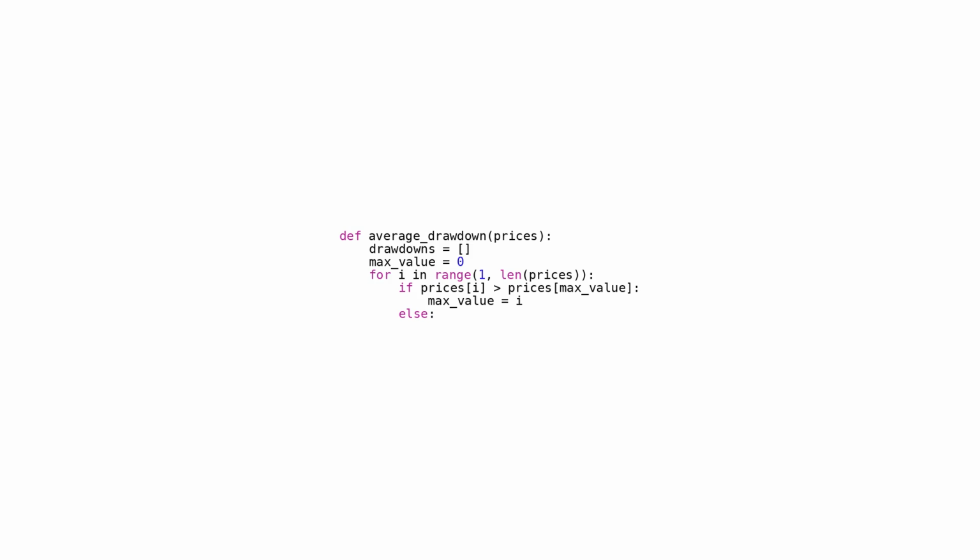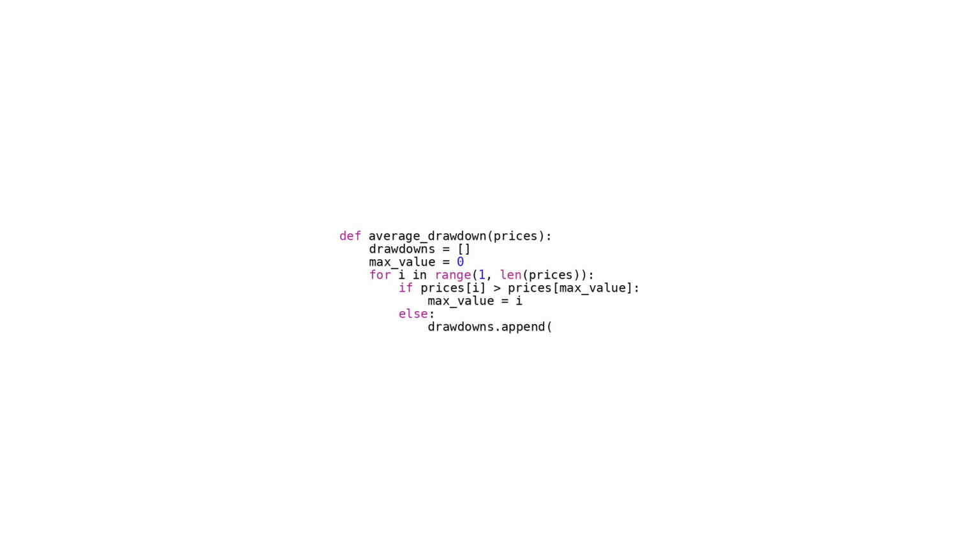The function average drawdown is designed to compute the average drawdown of a given list of prices. Here is an overview of how it functions. 1. An empty list called drawdowns is created to store the drawdown values for each price. 2. A variable named maxValue is initialized to keep track of the index of the highest price encountered so far. 3. The function iterates over the prices, starting from the second element. 4. For each price, it compares it to the maximum price seen so far. If the current price is higher, the maxValue is updated.